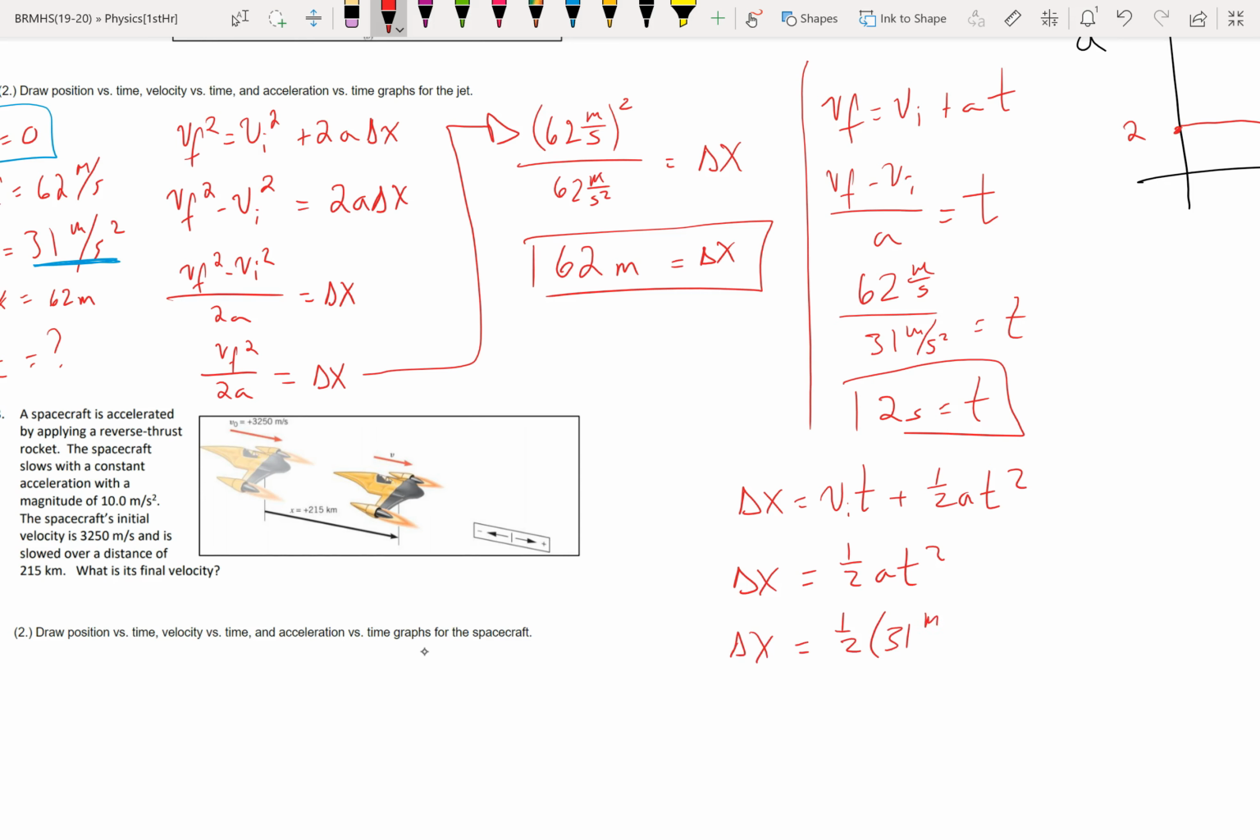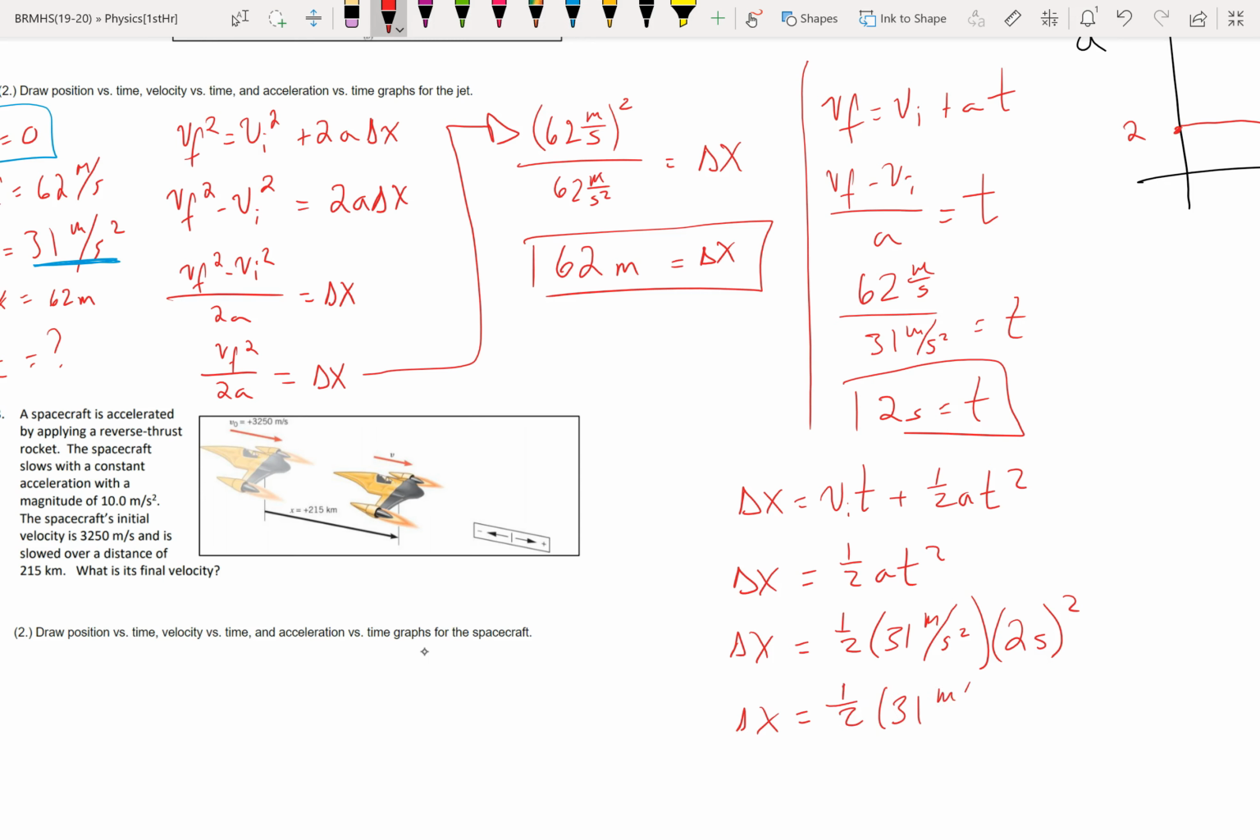Acceleration is 31 meters per second squared. t is 2 seconds, squared. So I have 2 squared is 4, so I have 4 seconds squared, but times 1/2. Right? Do I need to write all that out? I guess I will. Okay.